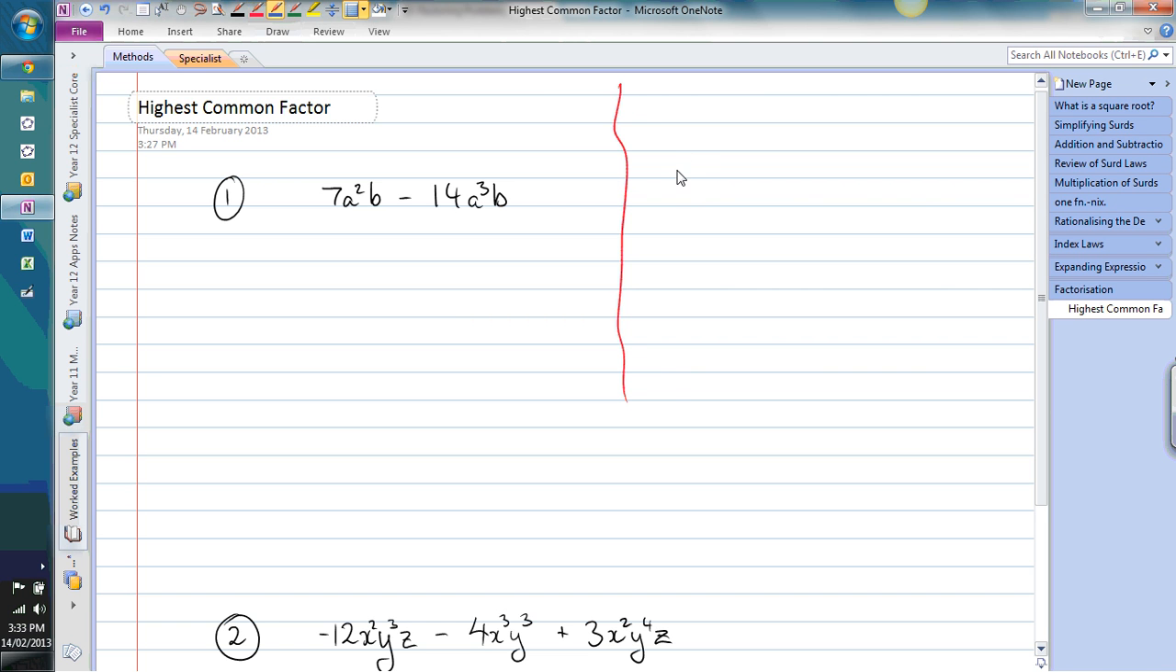So while with expanding we were going from something that looked like this to something that looked like this. Okay, that's expanding. With factorization, we're going back the other way. So we're going from something that's a series of terms into something that's written as something in brackets with something else multiplied by it. So it's just the reverse process.